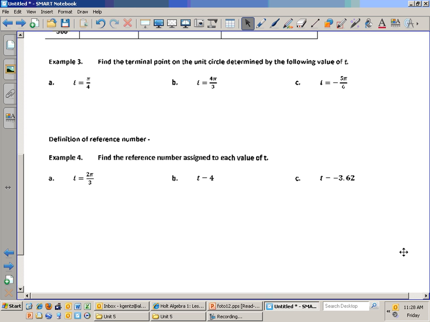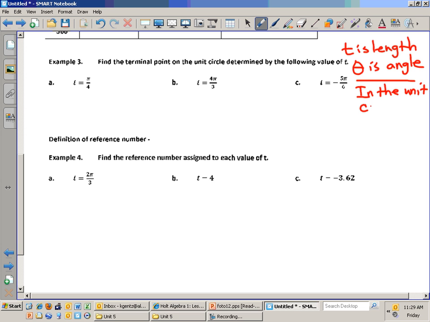Now, example 3 says as follows. Find the terminal point on the unit circle determined by the following value t. Now, t represents length. Theta is angle. In the unit circle, they are the same.